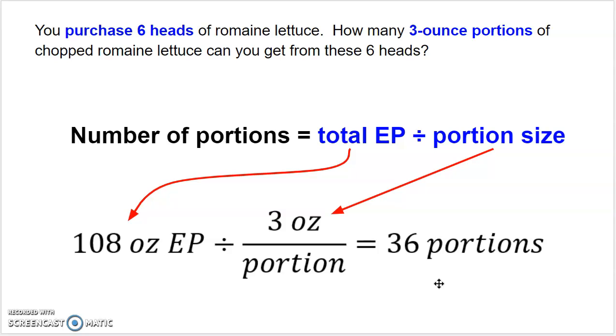Just a little note on this. Of course, most of the time when you do something like this, you won't get a nice whole number. So if we got something like 36.5 portions, when we're dealing with portions, we're not going to round mathematically. So in other words, we wouldn't round 36.5 up to 37. We do what we call truncating. In other words, just chop off the decimal, because 36.5 portions means you don't have enough for a 37th portion. So you would just report it as 36 portions.